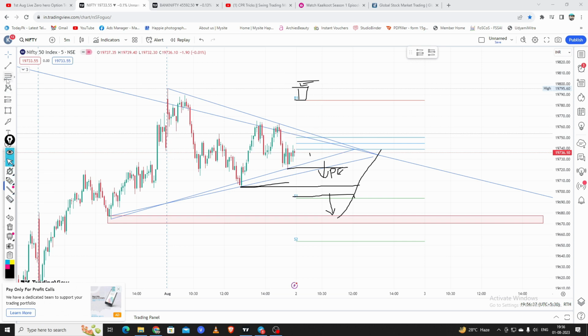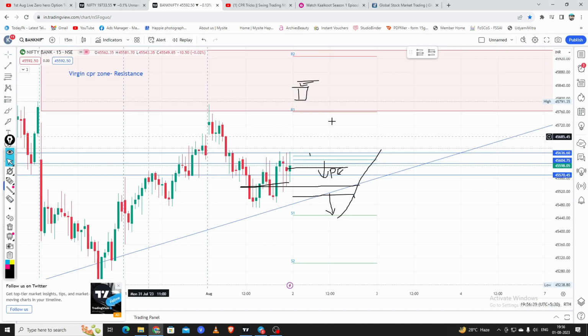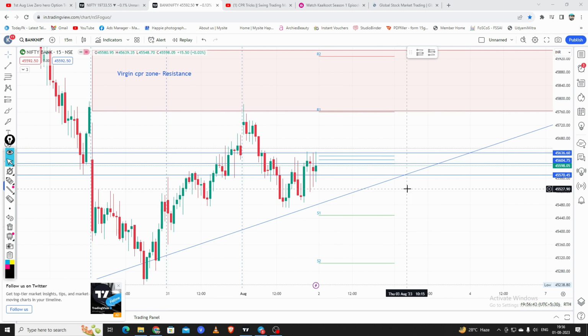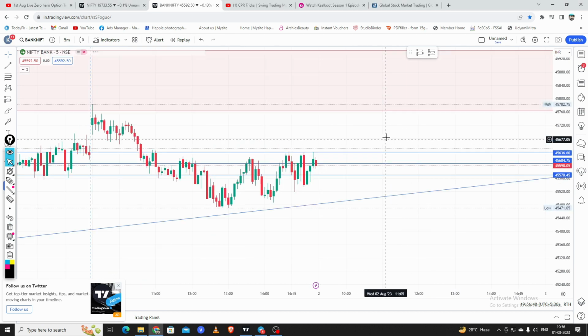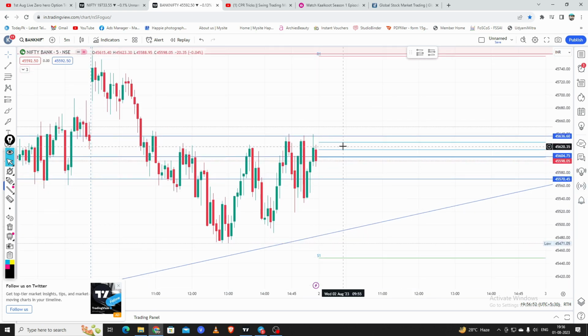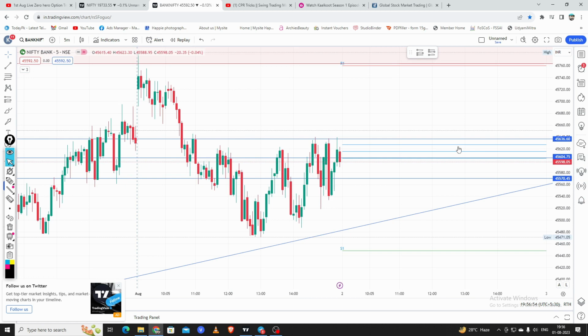So what happens in Banknifty? Let's see. So this is the Banknifty, 15 minutes chart. So let's go to the 5 minutes chart here. Okay, this is the 5 minutes chart, and see where exactly the CPR is.